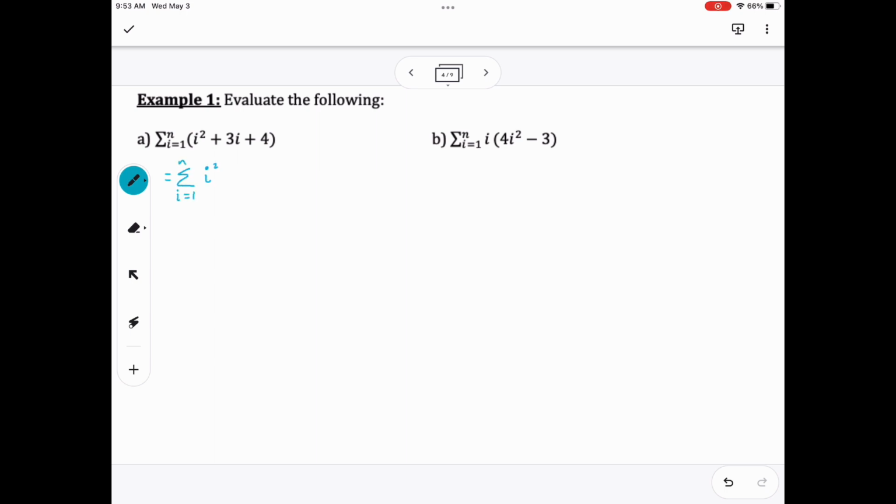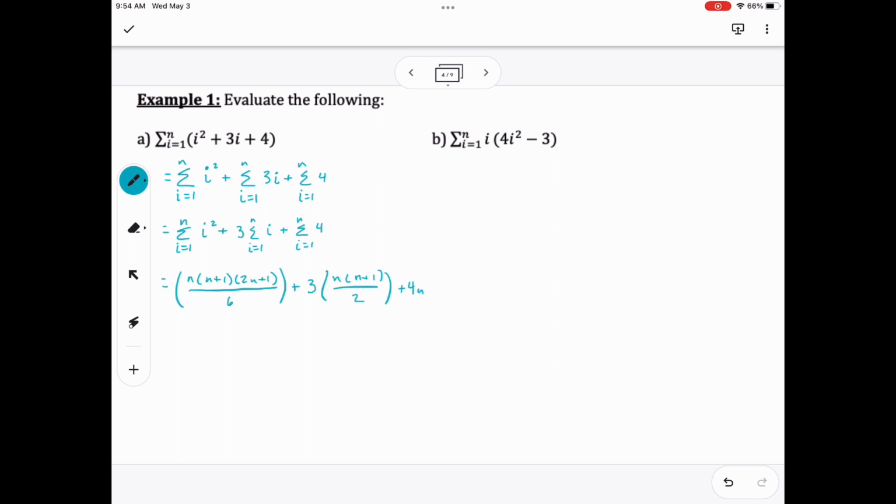So first we want to split them all up into their own separate summations. So i squared and then 3i and then 4. If there's any constants, you can move them out front to make your substitution easier, but it's also not required, because it's just multiplication of whatever formula you're using. So here, i squared should be n times n plus 1 times 2n plus 1 all over 6. And then the next one, i, should be n times n plus 1 all over 2. And then 4, since it's just a constant, it'll be 4 times n.